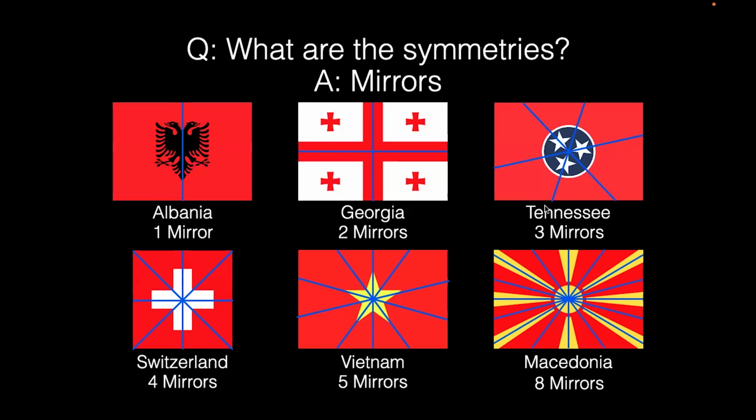So here Albania just has the one mirror dividing the double-headed, I don't know if it's a dragon or whatever. Georgia has 2 mirrors that meet in the center. Tennessee has 3 mirrors that meet in the center. Switzerland 4, Vietnam 5, and Macedonia has 8.